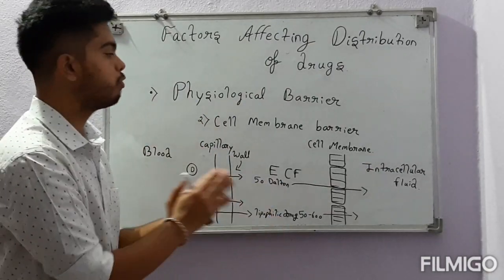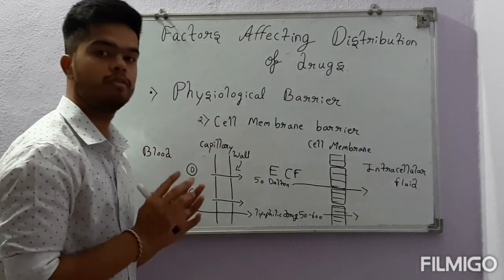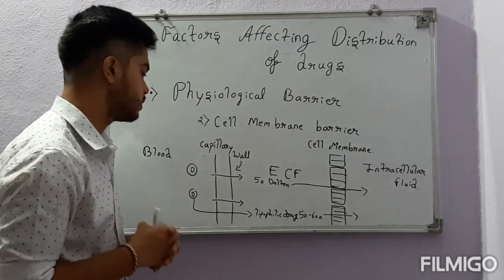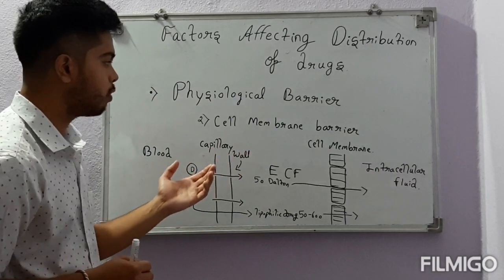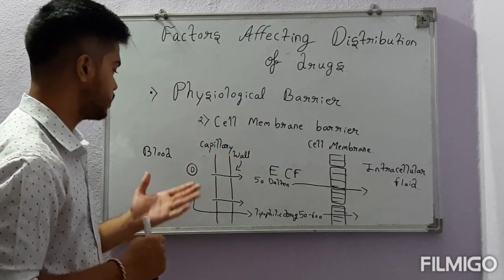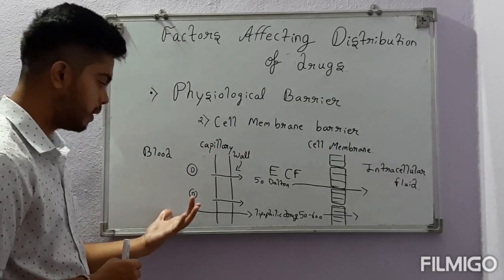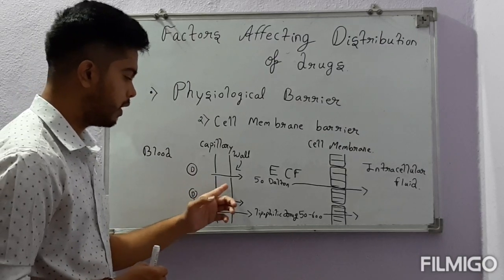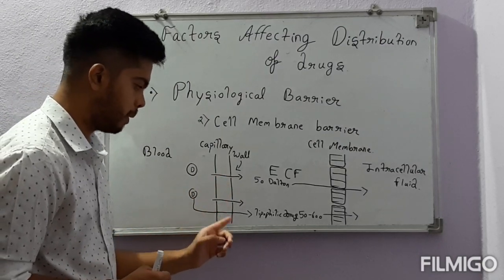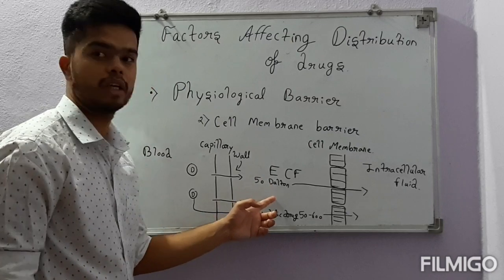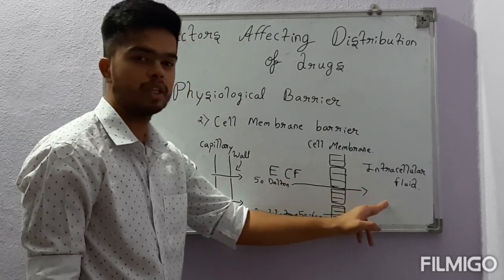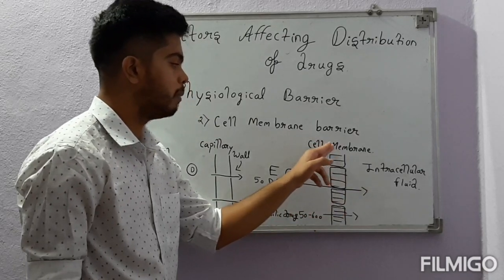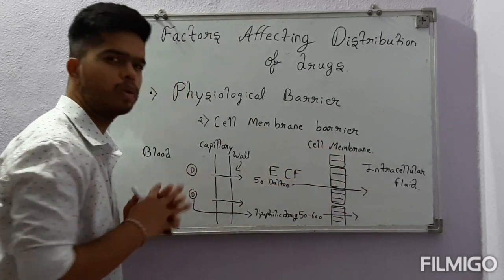So from that point of view, the cell membrane barrier is a very important barrier, because we must get a drug to its site of action. So let's see what the cell membrane barrier is and how it works. When a drug is in blood, it travels via the capillary pores and via the membrane into the extracellular fluid, and from that extracellular fluid it travels into the intracellular fluid through the cell membrane.